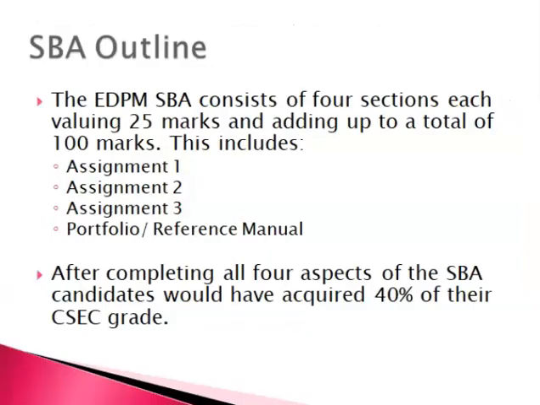Alright, so here we have the SBA outline. Now the EDPM SBA consists of 4 sections, each valuing 25 marks and adding up to a total of 100 marks. This includes Assignment 1, Assignment 2, Assignment 3, and the portfolio, otherwise known as a reference manual. After completing all 4 aspects of the SBA, candidates will have acquired 40% of their CSEC grade. Now let's look at the individual assignments.